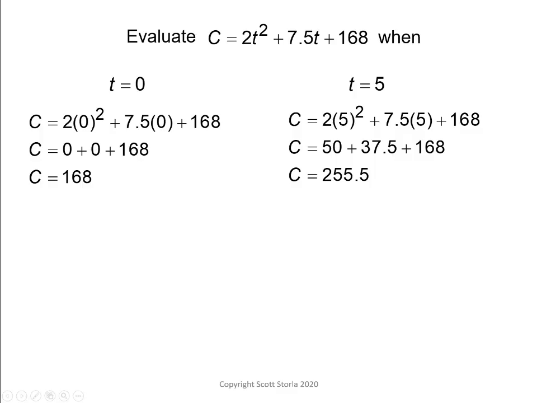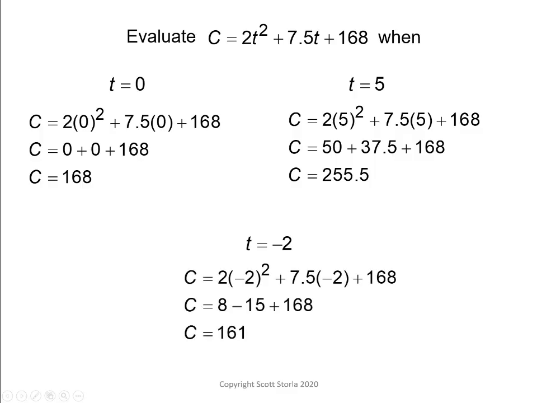What about if t is 5? Substituting 5 and following the order of operations, I find the value of c is 255.5. And how about if t is -2? What do you get? Evaluating -2 gives me a c value of 161.